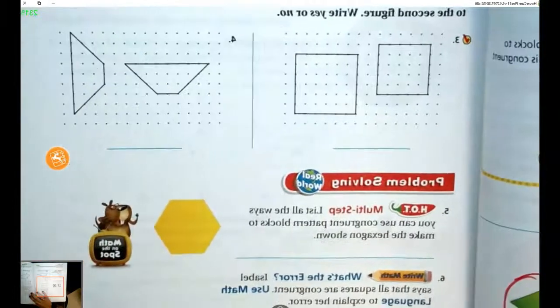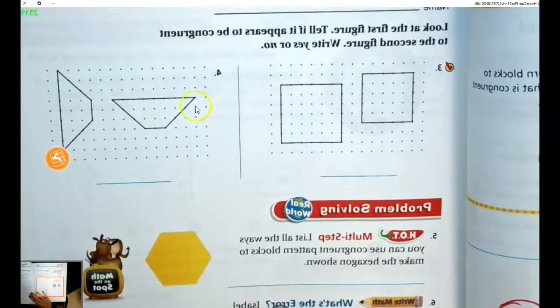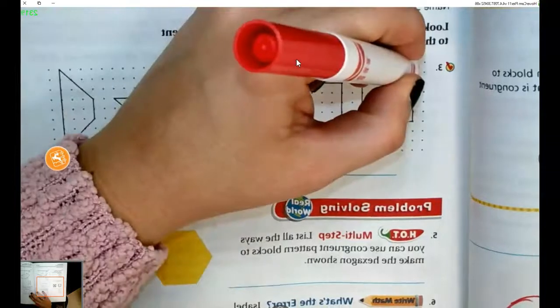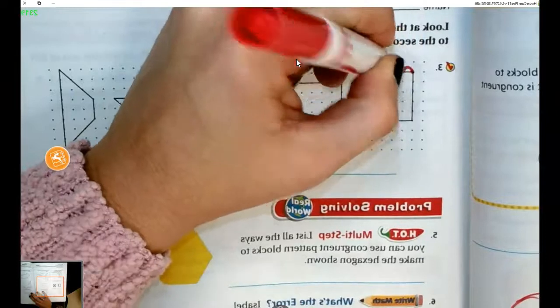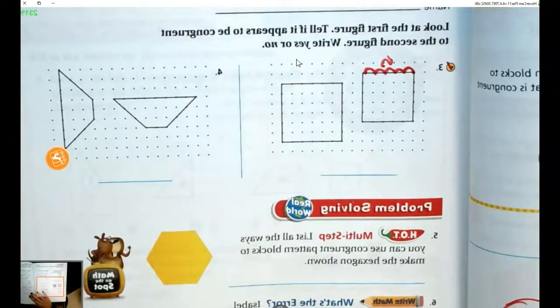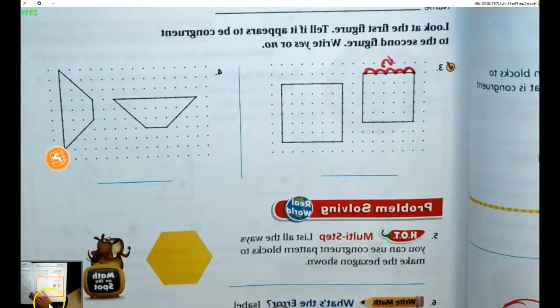Okay, numbers 3 and 4, I want you to look at real quick and tell me yes or no on whether they are congruent. You might have to count. So to count, I would count the dots. 1, 2, 3, 4, 5. There's 5 squares going across the top. Remember, to be congruent, they have to be the same size and the same shape. Okay, so look at 3 and 4. Write yes or no whether they're congruent or not.